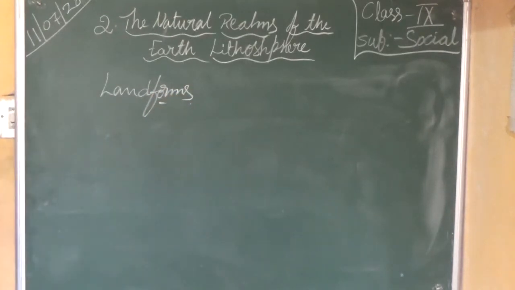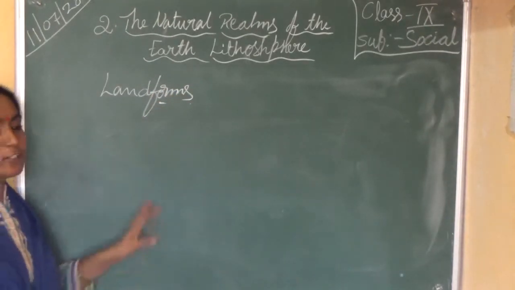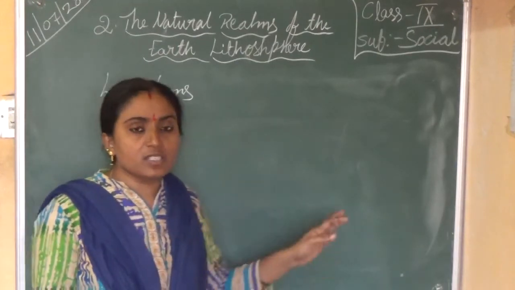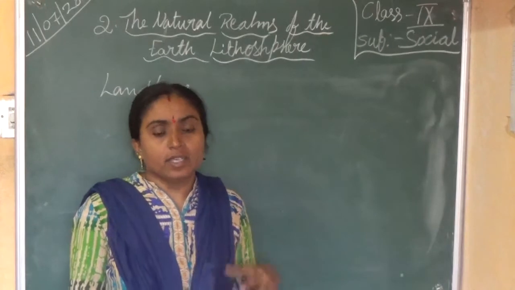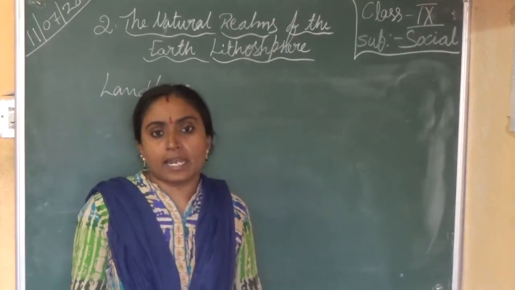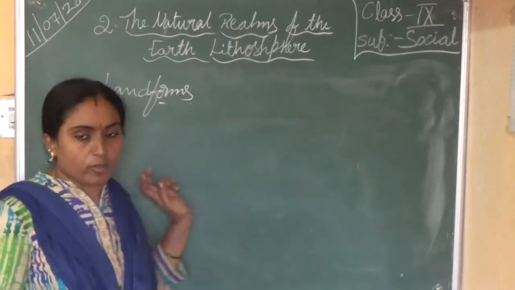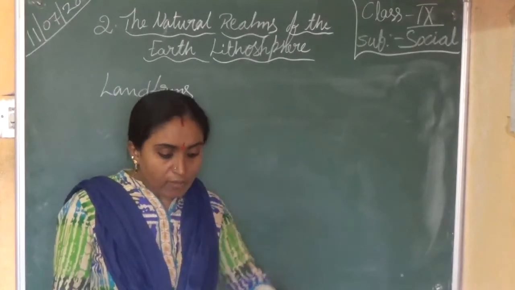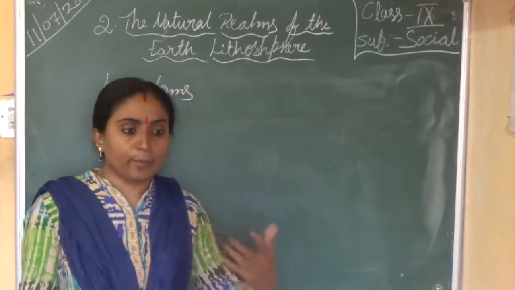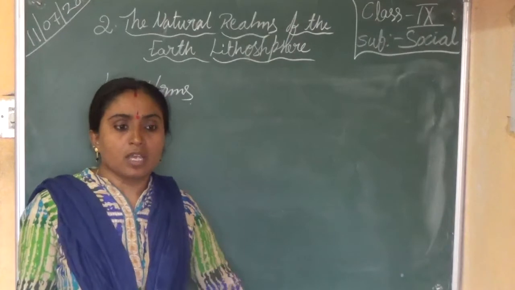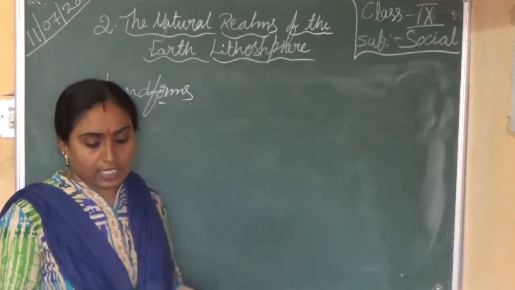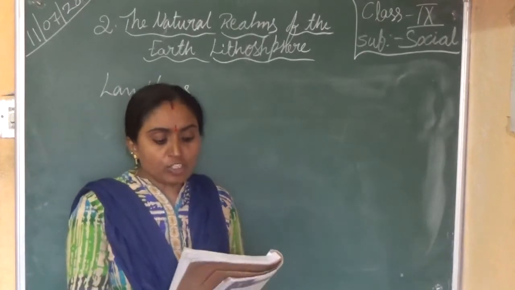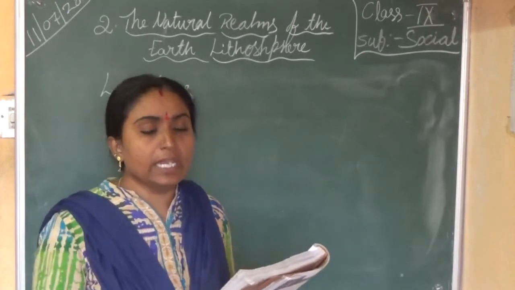Landforms means lithosphere. Lithosphere means the earth is covered with a thin layer of hard rocks. Nothing but a landscape. We have so many landforms on the earth: plateaus, mountains and valleys. All these we have in the landforms only. See, lithosphere deals with the land we live upon.